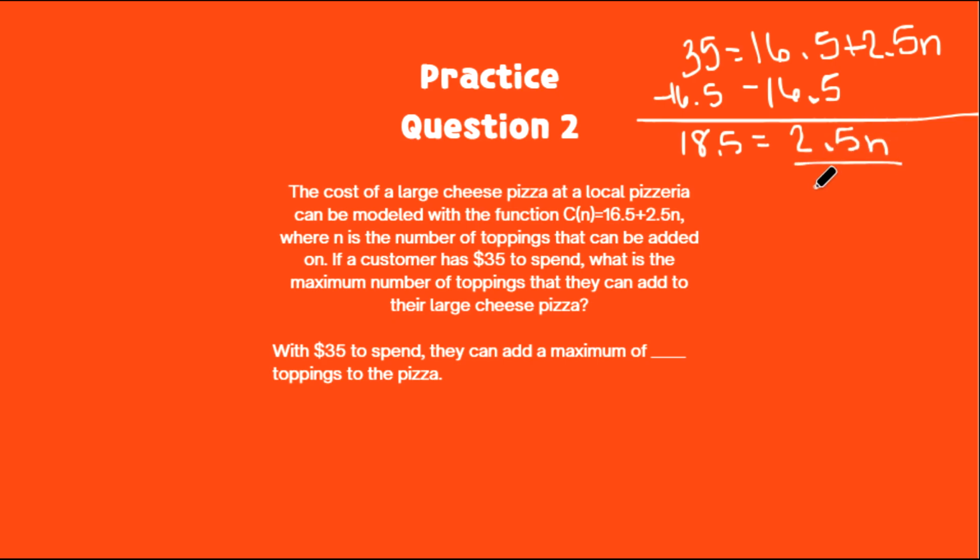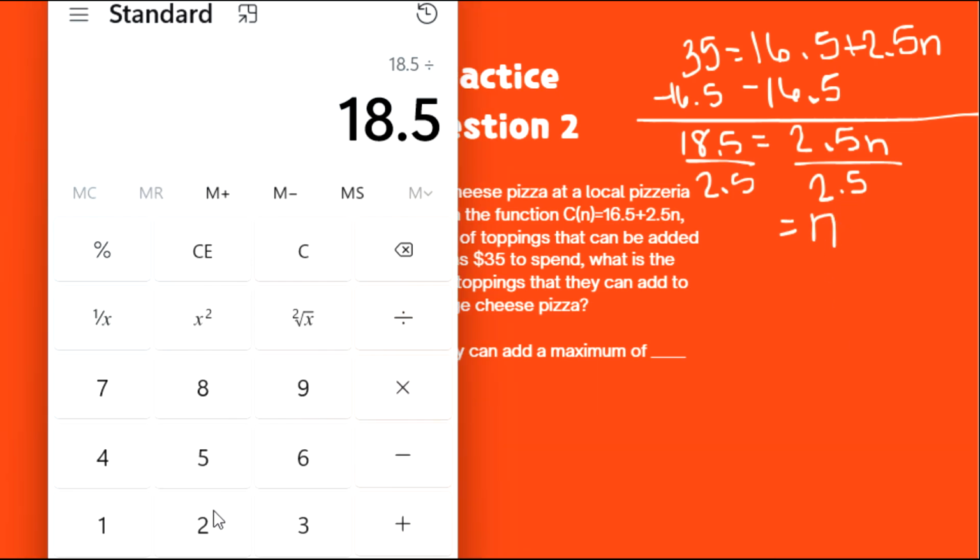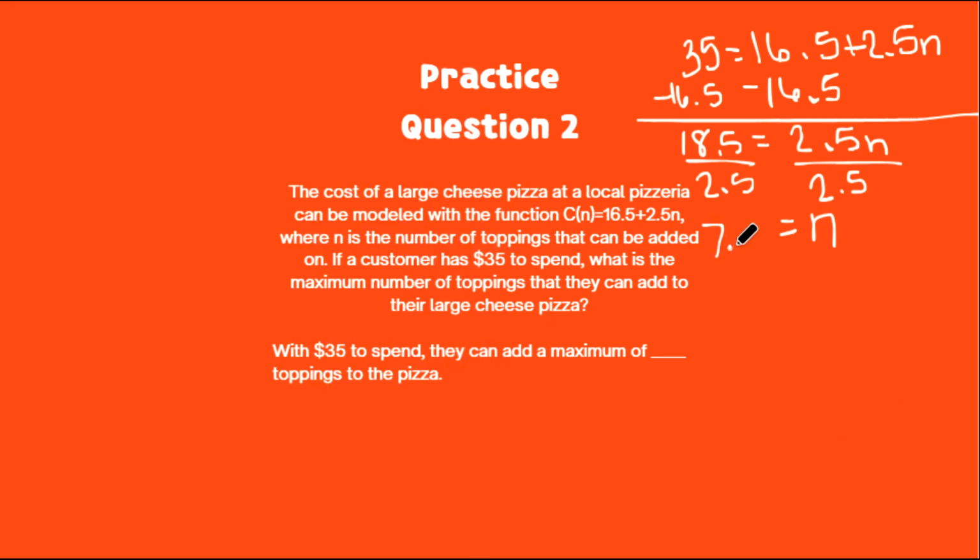Each topping costs $2.50, so we need to divide each side by 2.50. And that means this is how many toppings we can get. 18.5 divided by 2.50 gives us 7.4. Now we can't order 0.4 of a topping, so we can order 7 toppings. Okay.